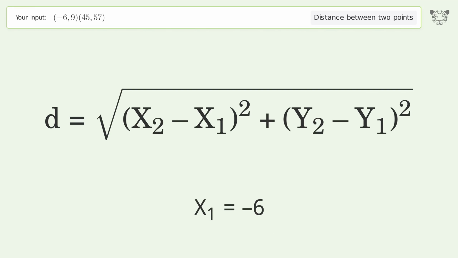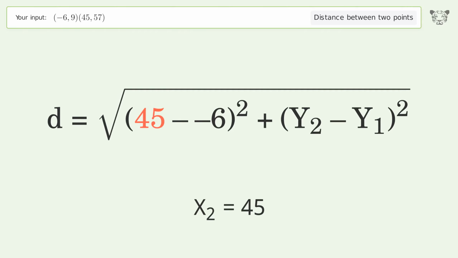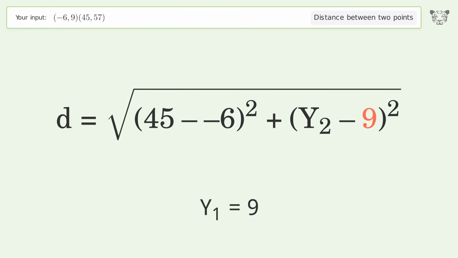x1 equals -6. x2 equals 45. y1 equals 9. y2 equals 57.